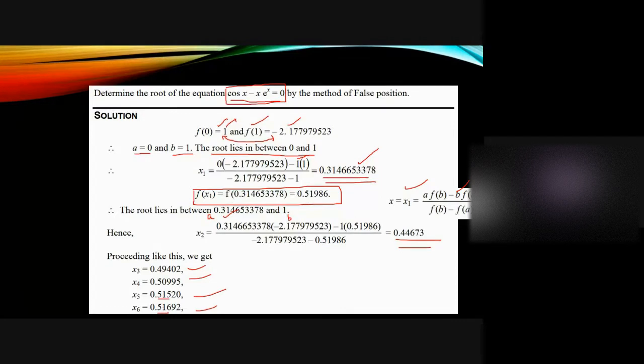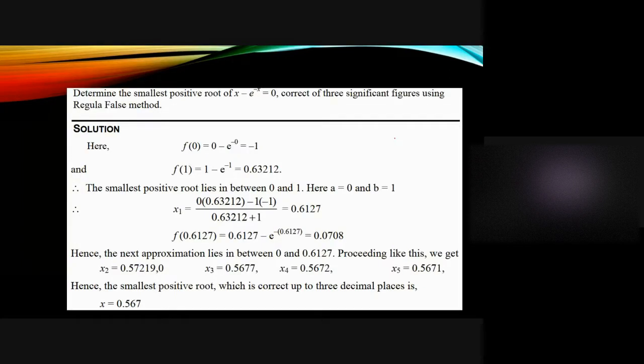The error between the last 2 values should be minimum, which will be prescribed in the question. So this is how we solve the problem by the method of false position. We are putting some two extreme values and we are converging it to a 0 value. To make it more clear, we have the second problem.